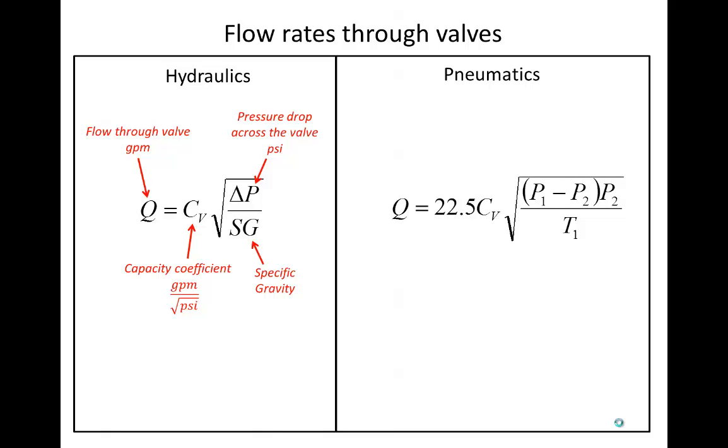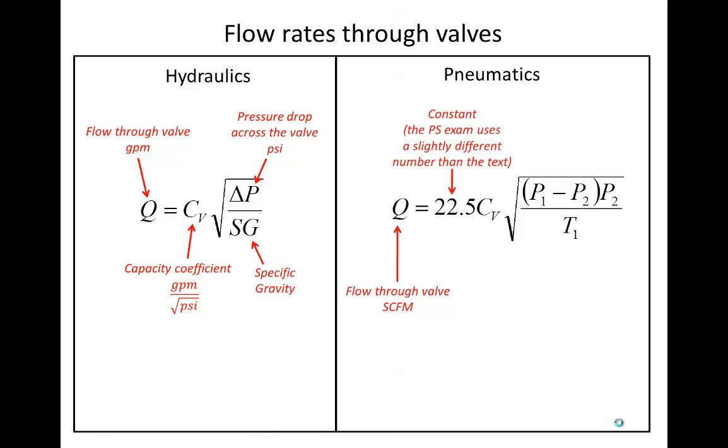Determining flow rates through pneumatic valves is a little more complicated. The equation is similar, but instead Q is the flow through the valve in SCFM, standardized cubic feet per minute. That means that we've taken the flow rate through the valve and standardized that flow rate to atmospheric conditions.